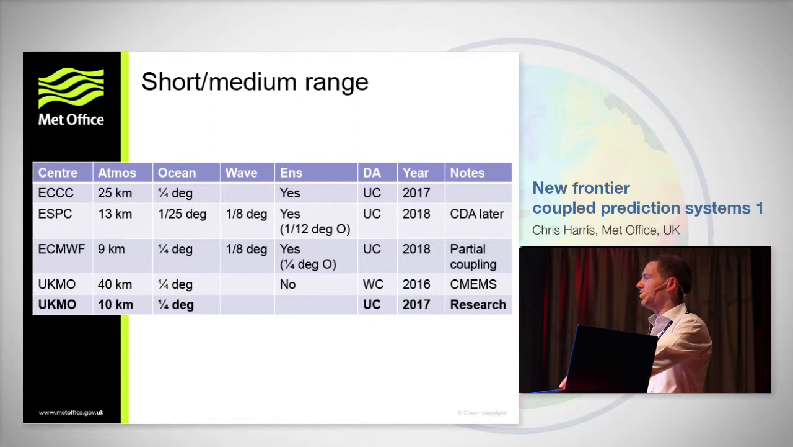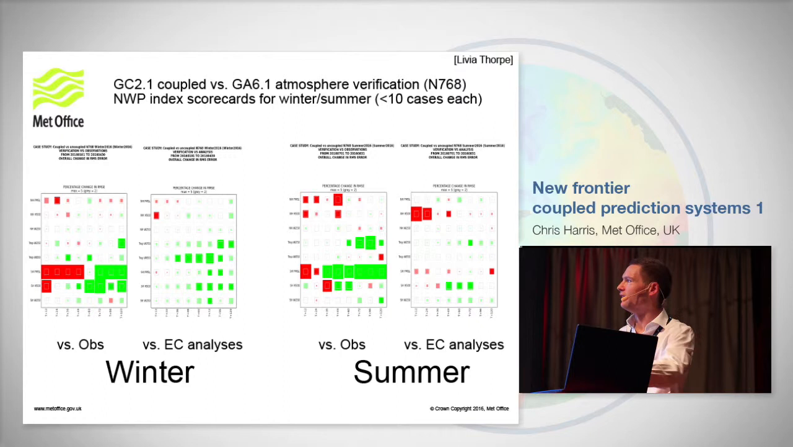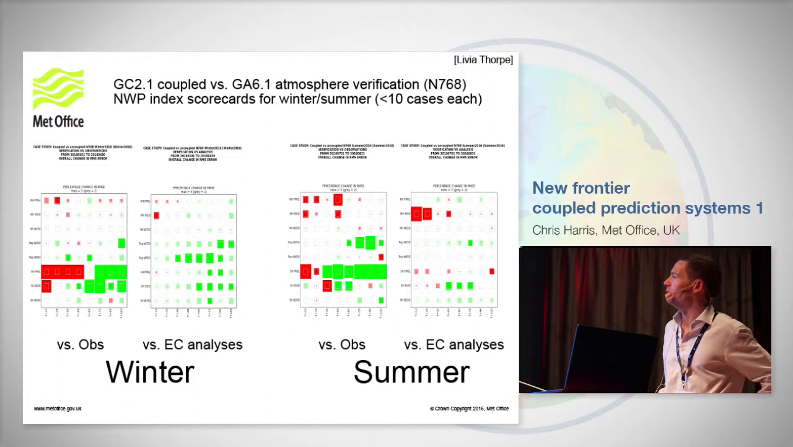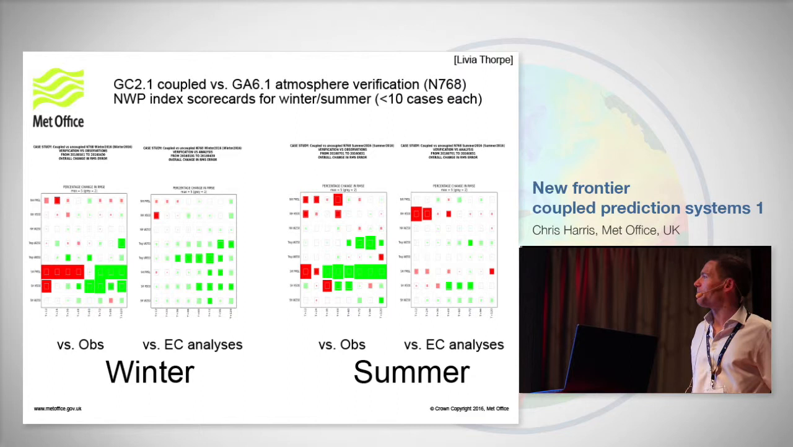So I'm going to show a few results from this system. Actually, they're not all from the real-time system with that 10-kilometer atmosphere. Some of them are from versions with lower resolution atmosphere, but they're all uncoupled data simulation. And again, focusing on the atmosphere. So this was a kind of expanded version of that NWP index information I showed you, a sort of global scorecard showing how the system is performing, and anything green is good. The bigger the boxes, the better.